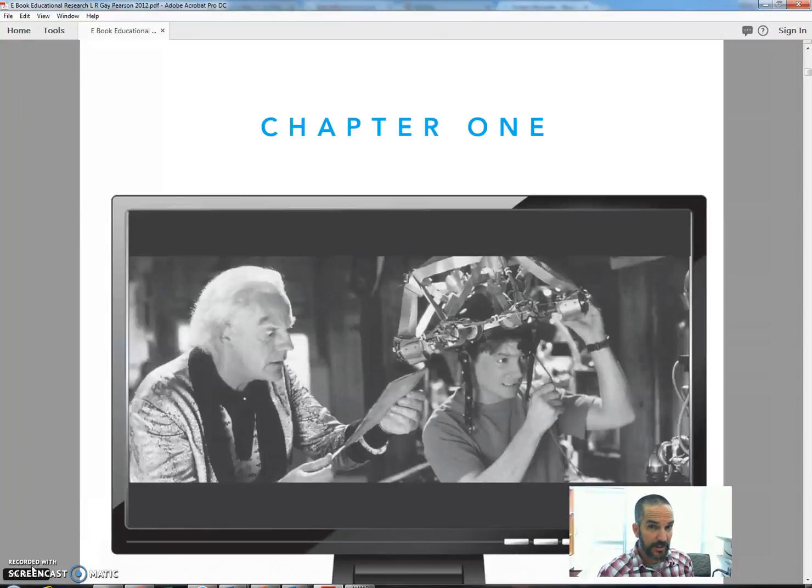Chapter 1 is an important one to pay attention to as the course progresses. It gives you an overview of research generally. It introduces why educational research is so important, and it gives you a broad sense of educational research techniques.